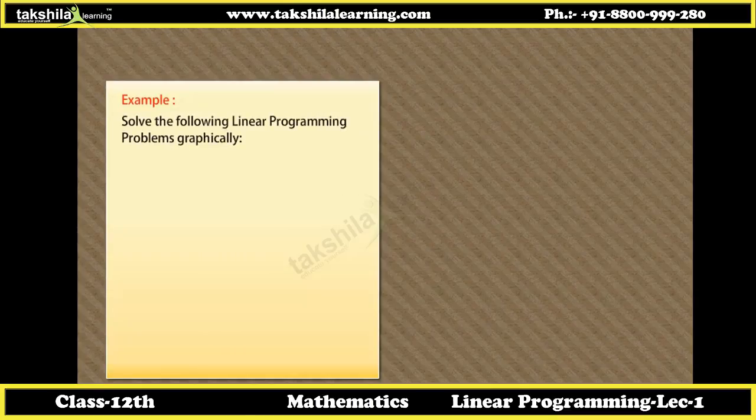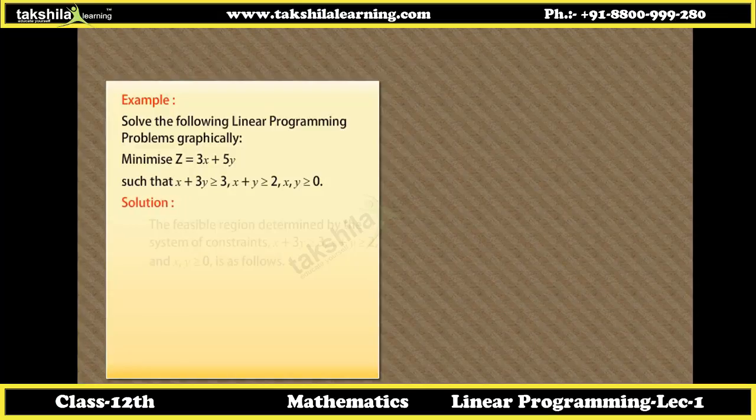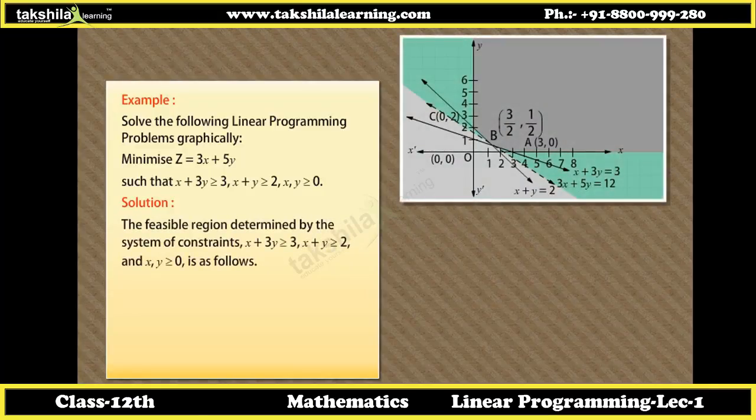Example: Solve the following linear programming problem graphically. Minimize Z = 3x + 5y such that x + 3y ≥ 3, x + y ≥ 2, x, y ≥ 0. Solution. The feasible region determined by the system of constraints x + 3y ≥ 3, x + y ≥ 2, and x, y ≥ 0 is as follows.